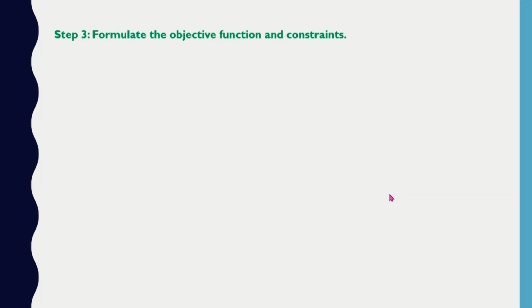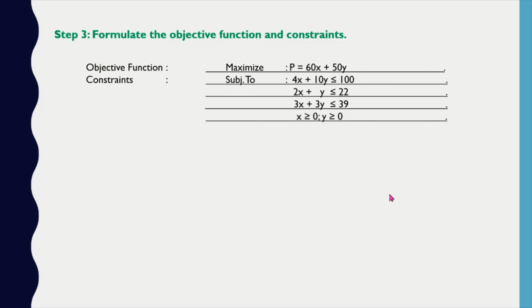For step 3 now then, after we tabulated, we're going to formulate the objective function and constraints. So this is how we're going to formulate our equation. Our objective function is a maximization because we're going to maximize the profit, which is based on the equation P equals 60x plus 50y.